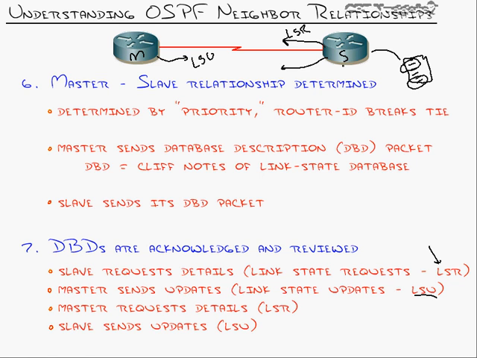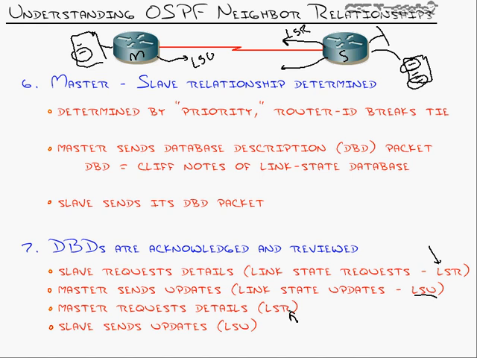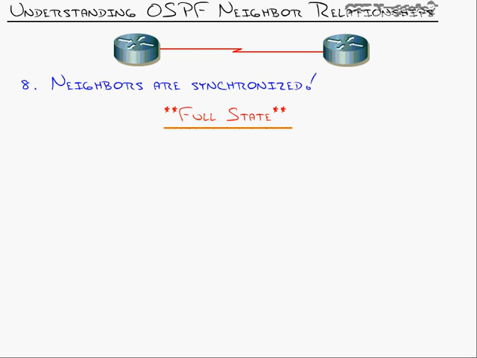Now, once the slave has finished requesting all of its information, the master then says, oh, slave, I don't know about this network over here. I looked at your list that you gave me, your Cliff Note version, and there was one network on there that I didn't know about. Give me the information. So the slave will respond just like the master did and say, here's the information about those networks. That LSR and LSU process continues until the neighbors are synchronized, meaning the master has requested everything from the slave and the slave has requested everything from the master.